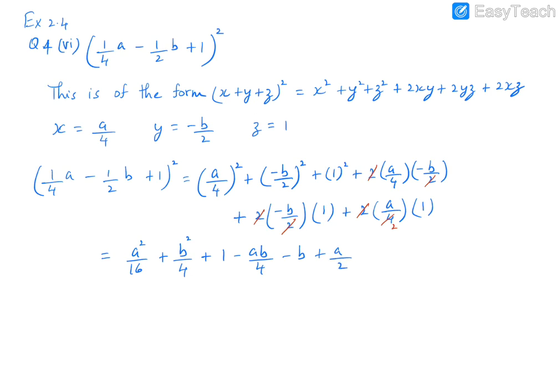So this is the final expression for our expansion of this square, x plus y plus z the whole square. Okay, so in place of x we have a by 4, in place of y we have minus b by 2, and in place of z we have 1. So we get this expression, which is our final answer: a squared by 16 plus b squared by 4 plus 1 minus ab divided by 4 minus b, and plus a divided by 2. Okay, so we have used the identity to expand this particular expression here.